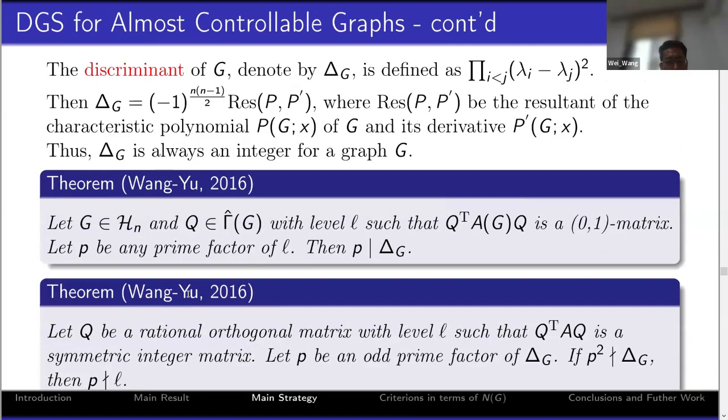Finally, we need another definition. The discriminant of graph G, which we denote by capital delta G, is defined in this way.